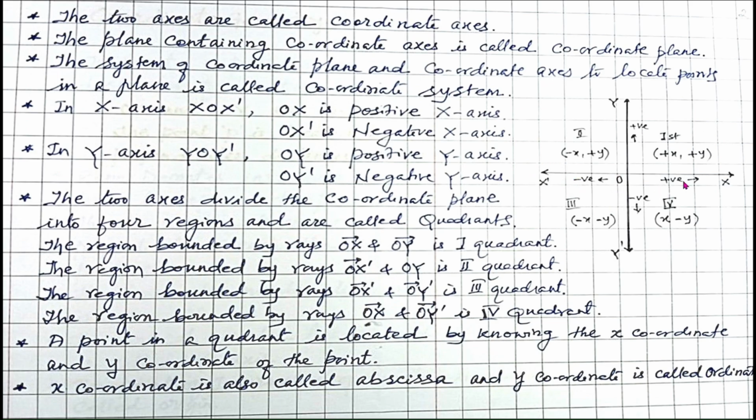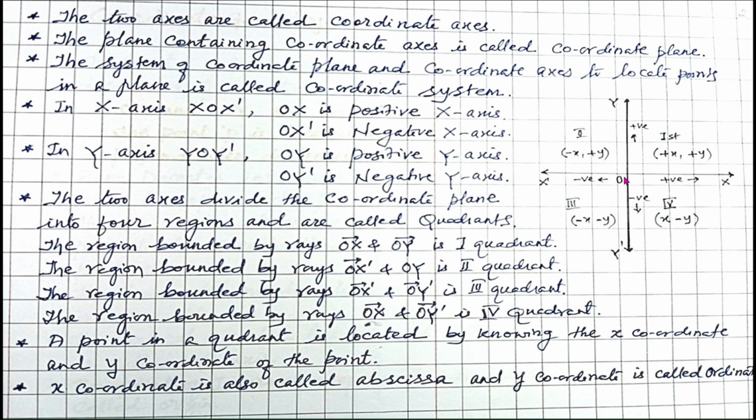In the x-axis, XOX dash, OX is the positive x-axis. OX dash is the negative x-axis. OY is the positive y-axis, and OY dash is the negative y-axis. Now, the two axes, that is the x-axis and the y-axis, divide the coordinate plane into four regions, and each region is known as a quadrant.